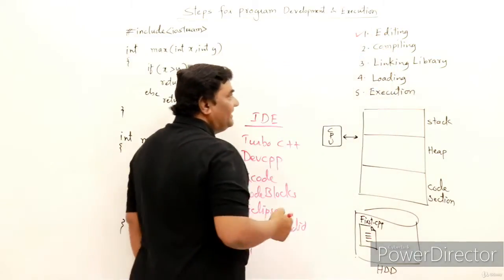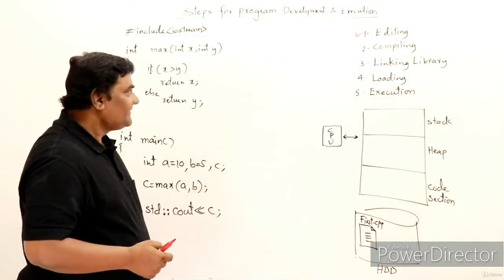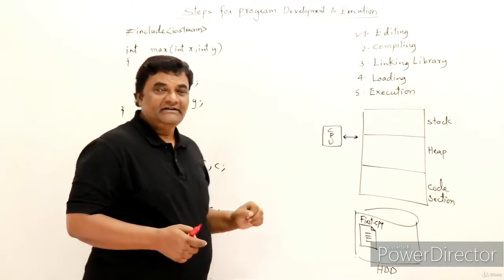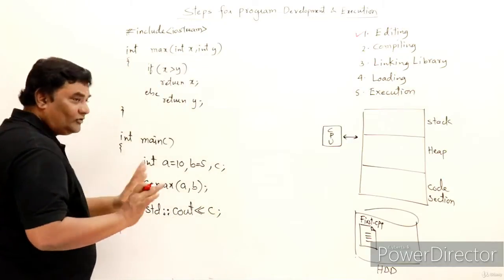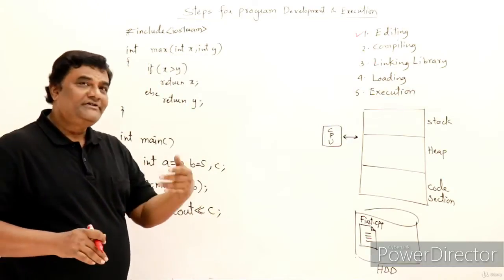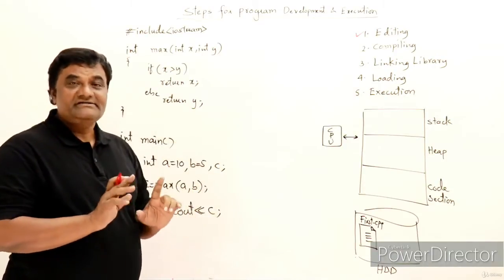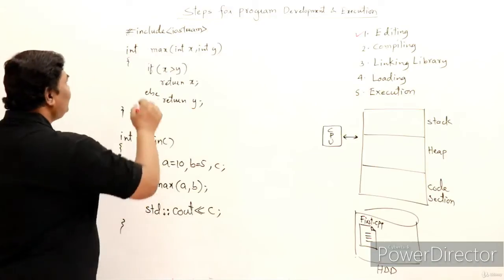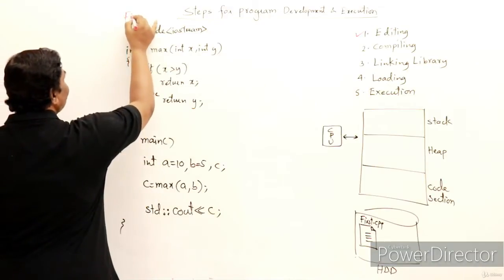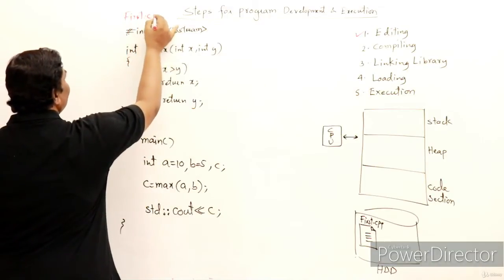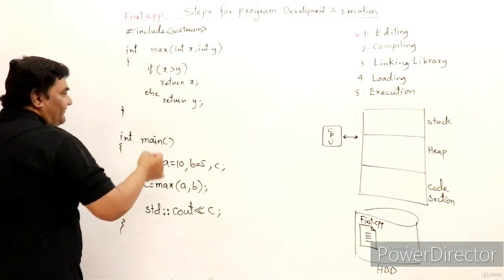Now next, compiling. Next step is compiling. Suppose I have written this program. I'm not going to explain the program, we will be doing that in the next section. Just a program is there. This is a C++ program. Suppose I have written a program and the file name is first.cpp. This is a C++ program file.